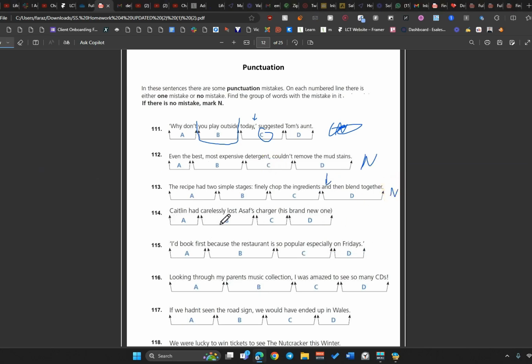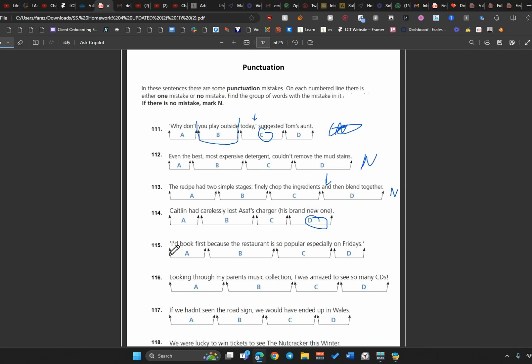Caitlin had carelessly lost Asaf's charger, his brand new one. Okay, I can see one already here. If you're going to use brackets and not put a full stop afterwards, that's going to be an issue, right? So it should definitely be T. I mean, every sentence should end with a full stop, but it just sticks out like a sore thumb when you have brackets there as well.